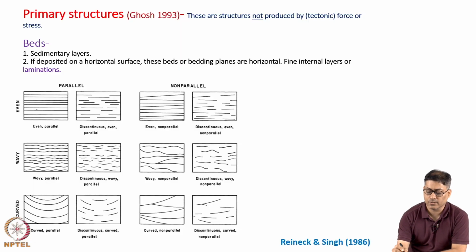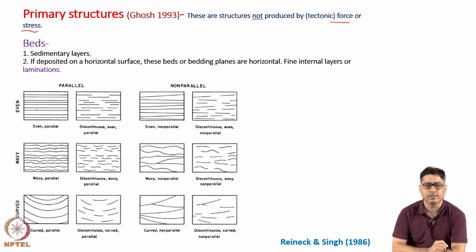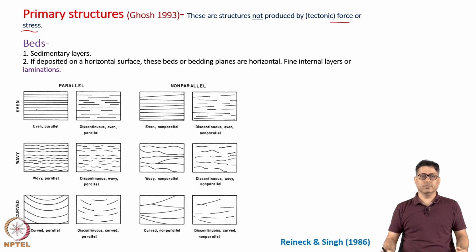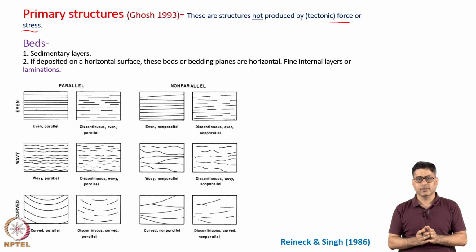These are the structures not produced by tectonic force or by tectonic stress. Just to mention, stress is force per unit area. Plates can shear past each other leading to strike slip faulting, can go away from each other or can converge. In these ways, several megapascals of stresses can be created and therefore rocks can deform. When we say the primary structures, we are avoiding such structures.